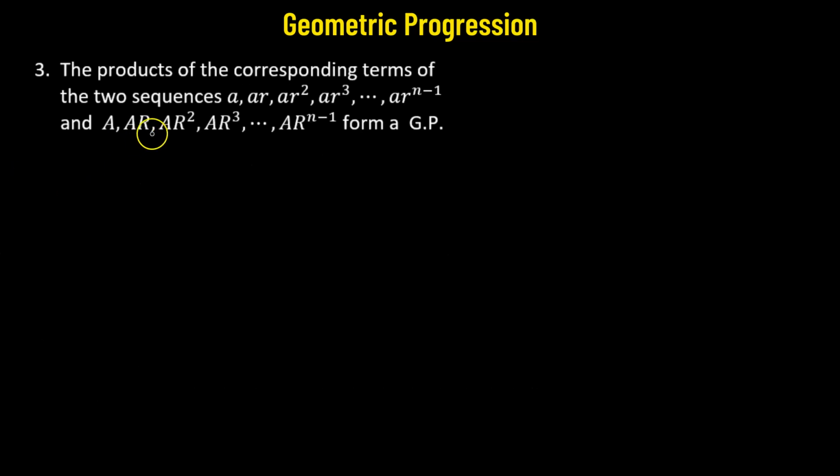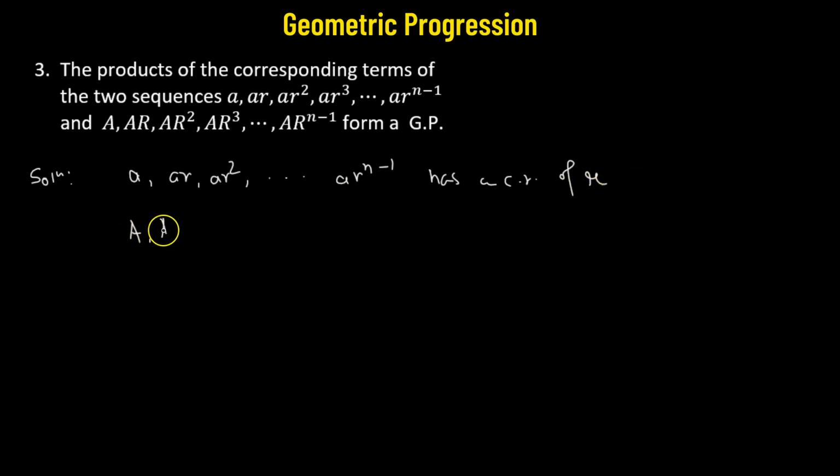Problem number 3. It's given here that the products of the corresponding terms of the two sequences, where both of them are in GP, also form a geometric progression. So let's say here we have a, ar, ar squared, all the way up to the nth term. This has a common ratio of r since it is in GP. Then we have A, AR, AR squared, going all the way up to the nth term, AR raised to the power of n minus 1, which has a common ratio of R in uppercase.